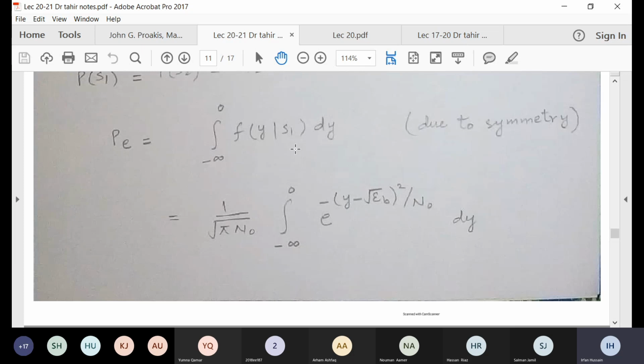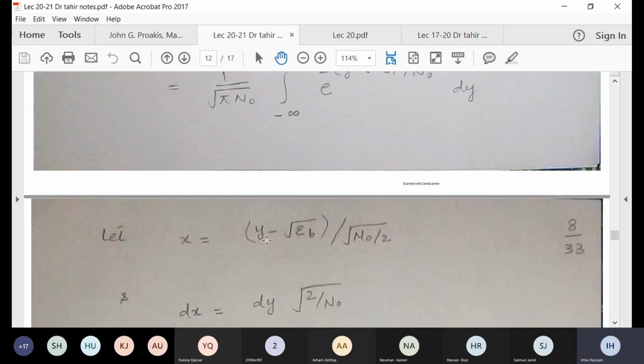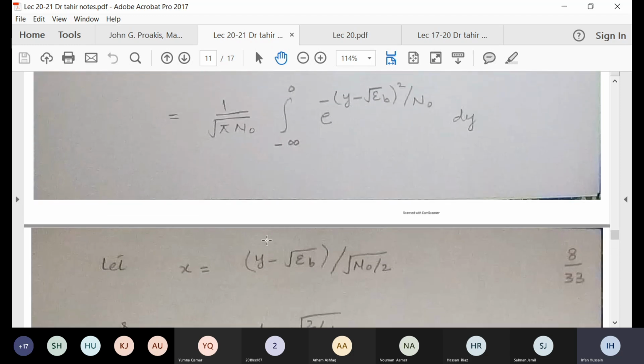So the probability of y given s1. For s1 it was this PDF, and you just have to integrate this. We'll be using the Q function that I explained to you in chapter 7. For that, you have to normalize this.